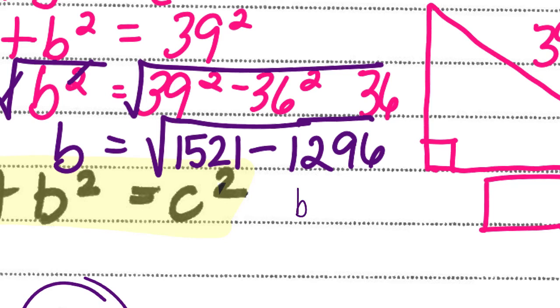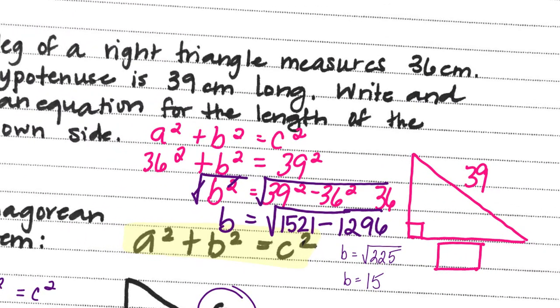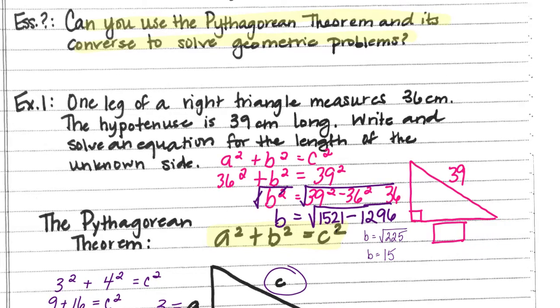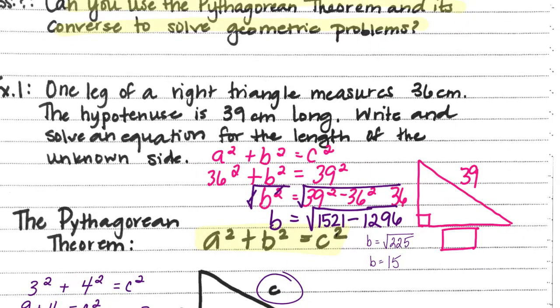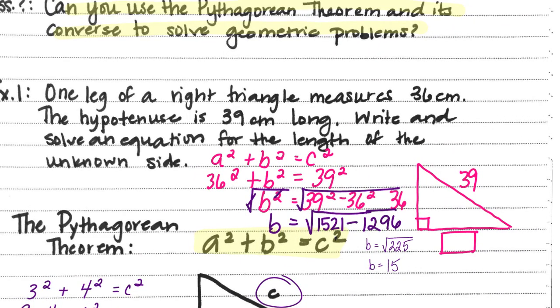So notice that b is equal to the square root of 225. Well, I know, because I had you memorize that this is 15. So to answer the question, it says, find the length of the unknown side. We found out that this is 15 centimeters. So my answer is 15 centimeters. Again, we only need plus or minus when we're solving for a b squared, not for distance or length.